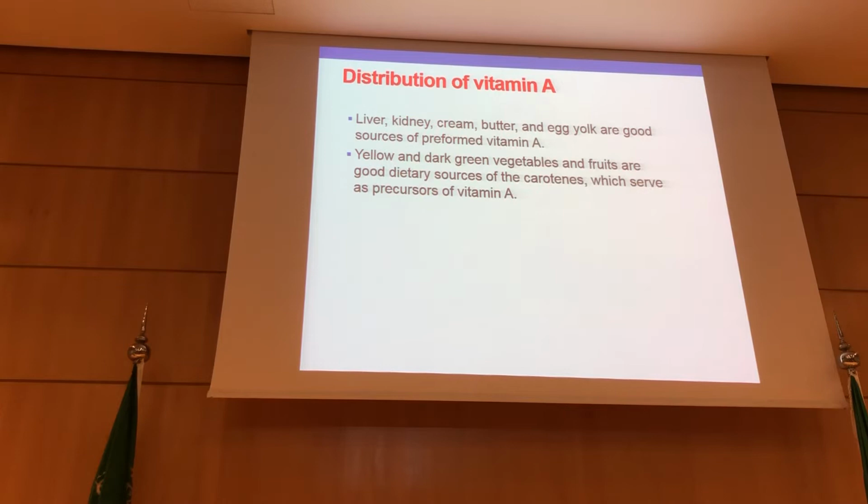It is also present in butter and cream and egg yolk, and for the vegetable sources, we were talking here about carotene, beta-carotene, which comes from yellow vegetables such as, for example, carrot, and from green vegetables such as spinach.